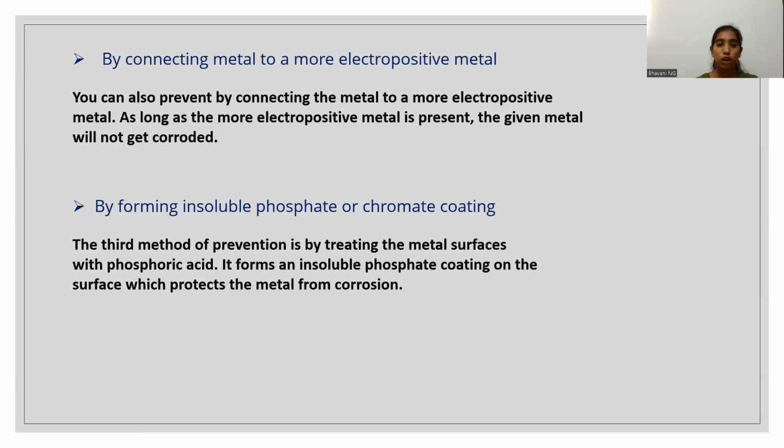By forming insoluble phosphate or chromate coating. The third method of preventing is by treating the metal surface with phosphoric acid. It forms an insoluble phosphate coating on the surface which protects the metal from corrosion.